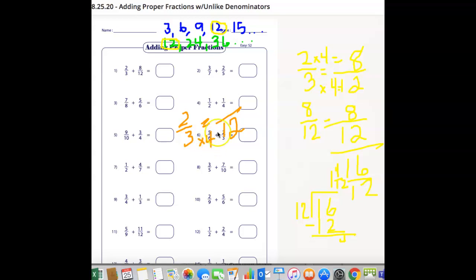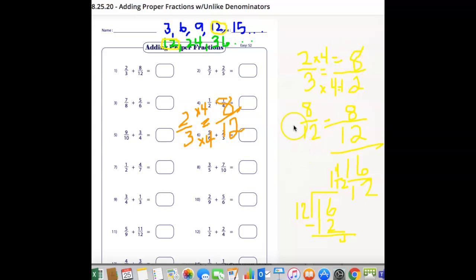So now it's easy to find this because we follow our rule that whatever we do to the bottom, we have to do to the top. So 2 times 4 is 8. Okay? So that's how we got 8 twelfths.